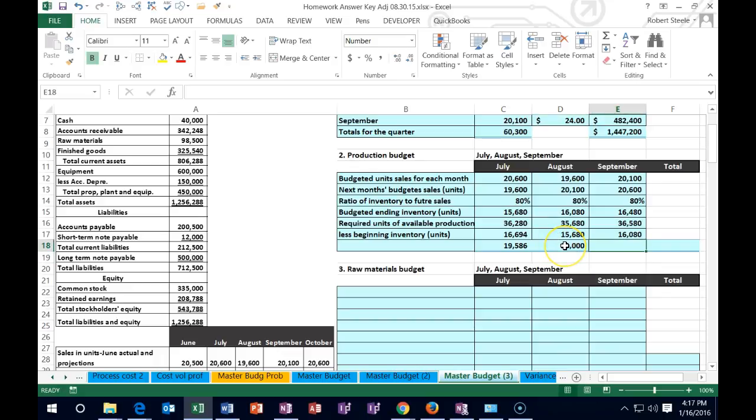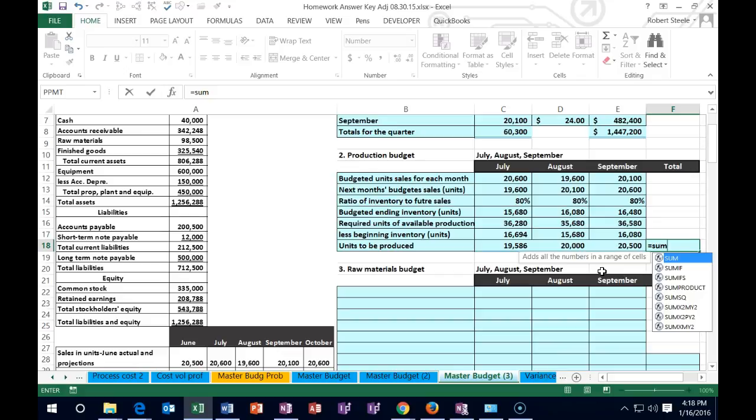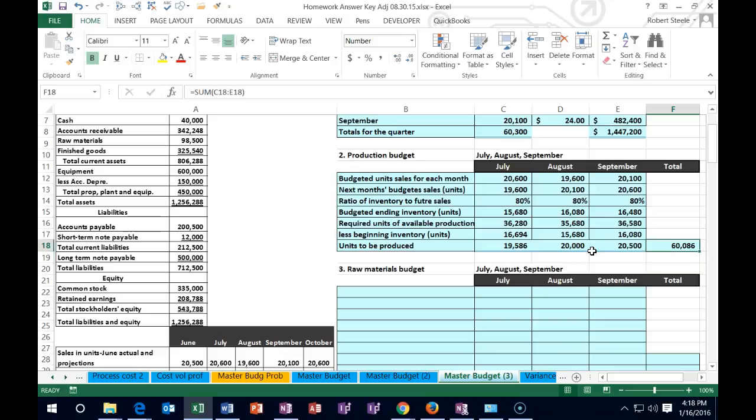And then over here in September, this 36,580 is how much we would have to produce if we didn't have any on hand, but we are planning to have 16,080 on hand at the beginning of the month, and therefore don't need to produce those. So this is going to be the units to be produced. And we could sum that up for the quarter. We could say this equals the sum of the units for July, August, and September, which would add up to 60,086.